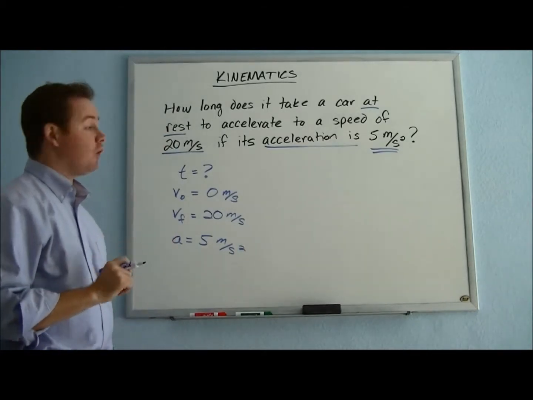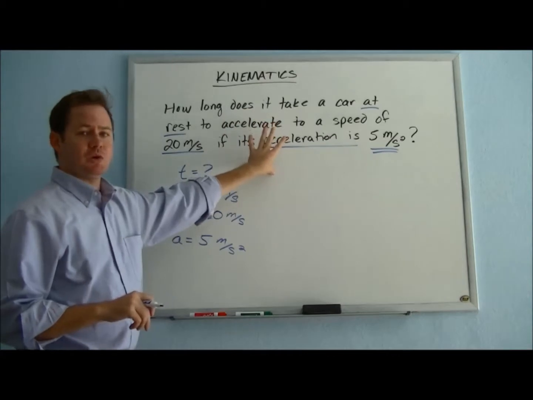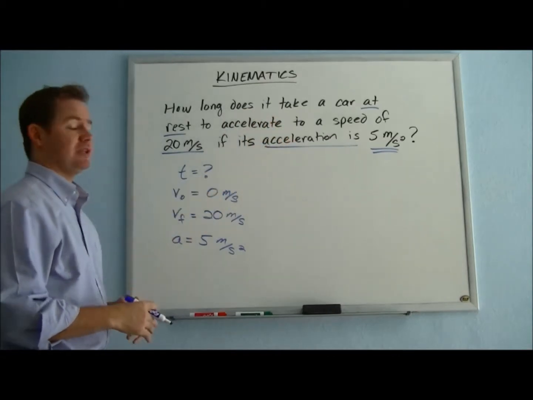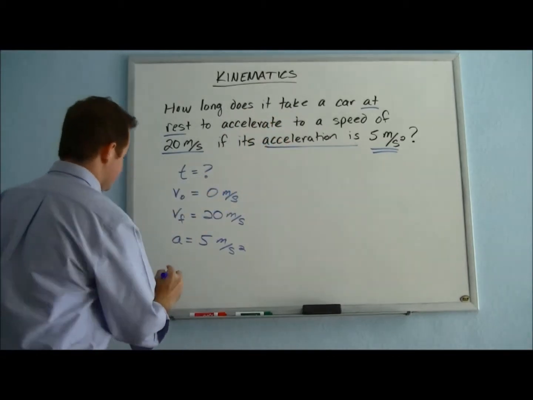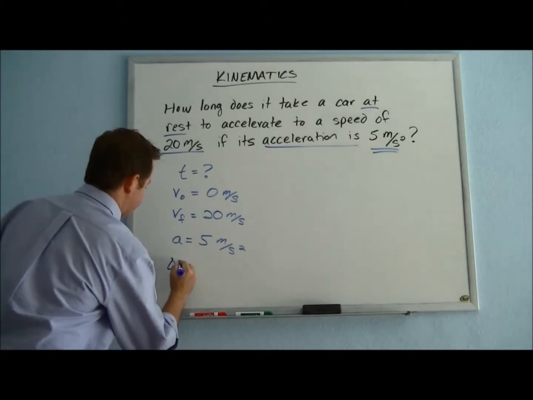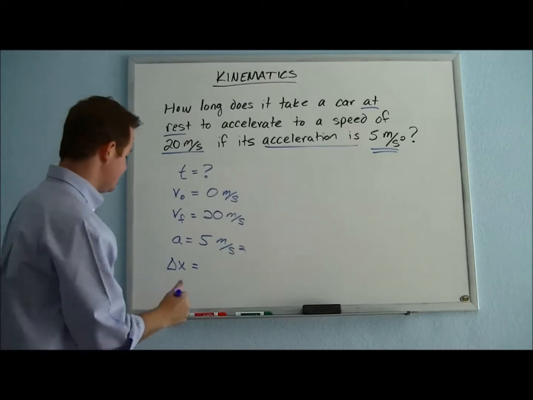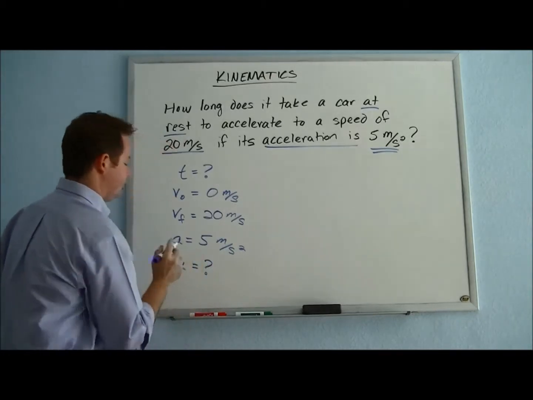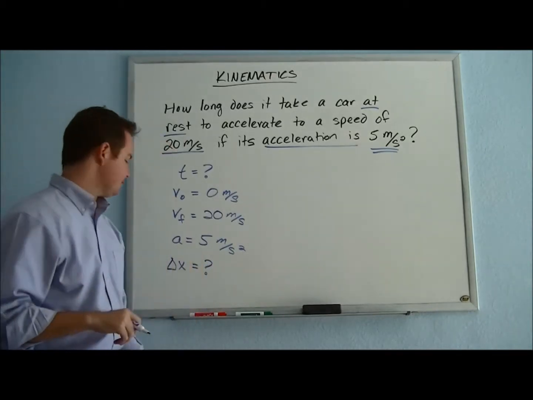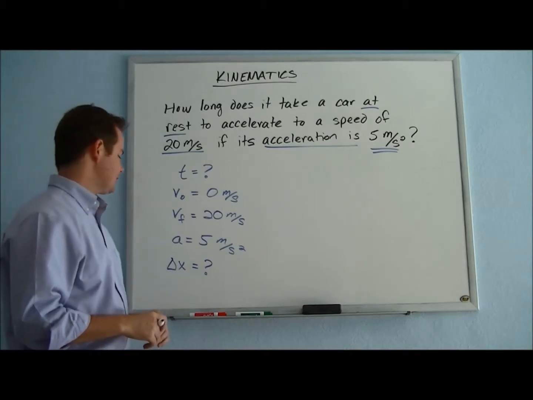I'm going to include one more, even though it's not mentioned in this question, they're not asking for it, but it's something that we do see in a lot of kinematics equations. I'll plug in a value for delta x, which represents change in position, and here that would also be a question mark, because we don't know the value of delta x for this.